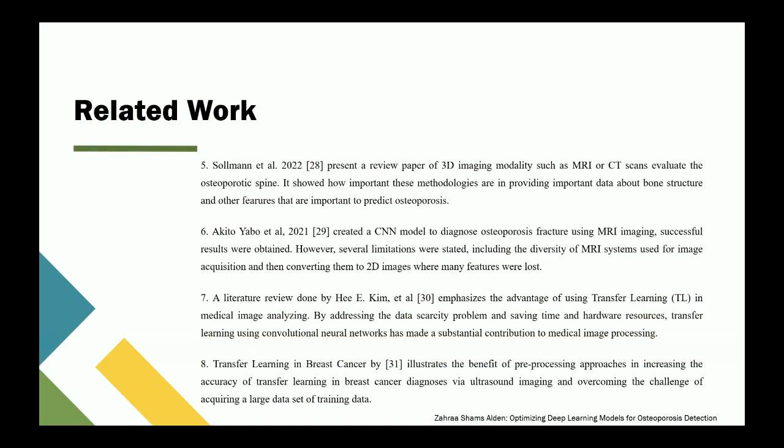Other research that has been done using MRI or CT scans shows how important these methodologies are in providing important data about the bone structure. Another research used a CNN model to diagnose osteoporosis using MRI images as well. But the limitation stated was the diversity of MRI systems, and by converting them to a two-dimensional area, many features were lost.